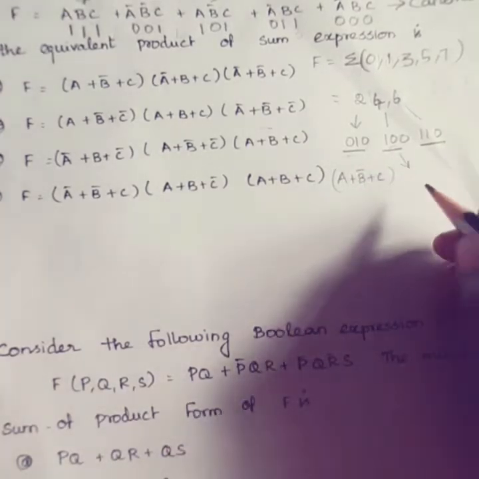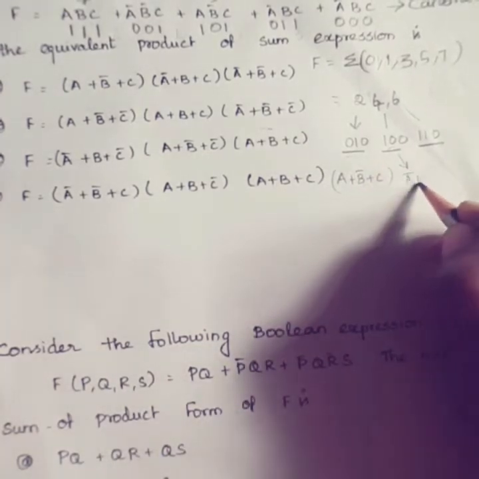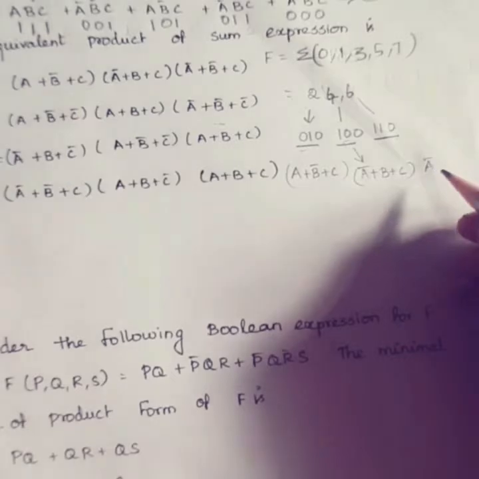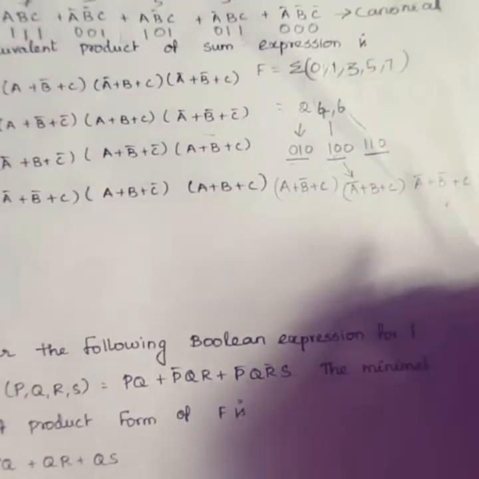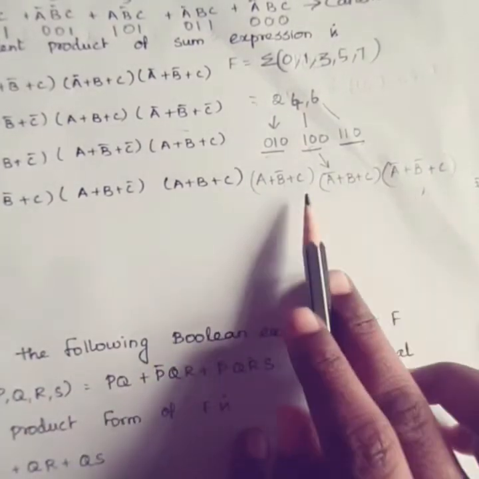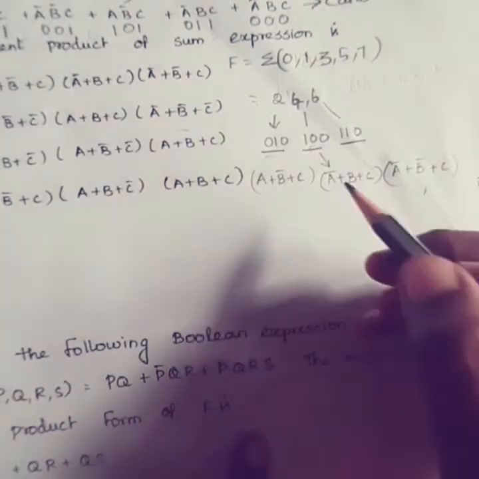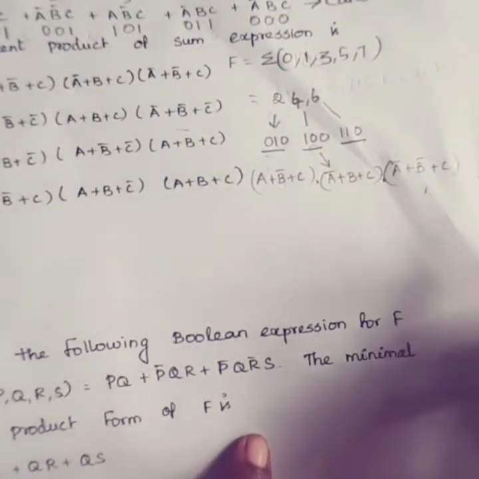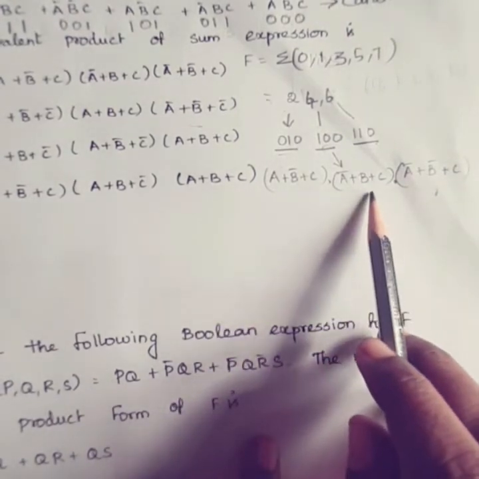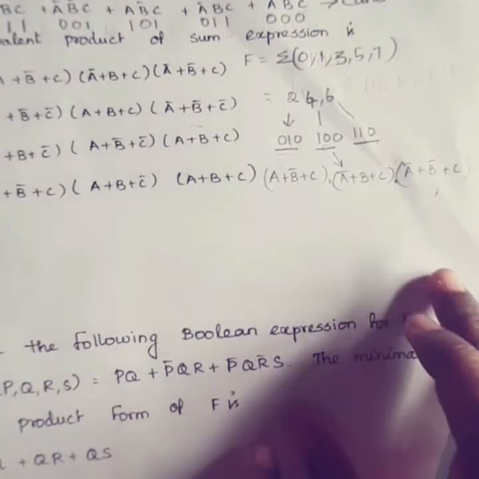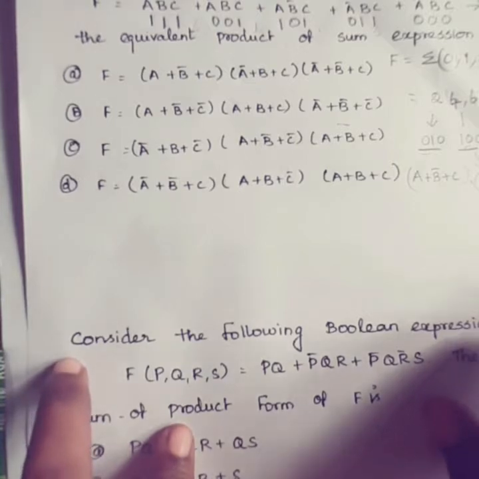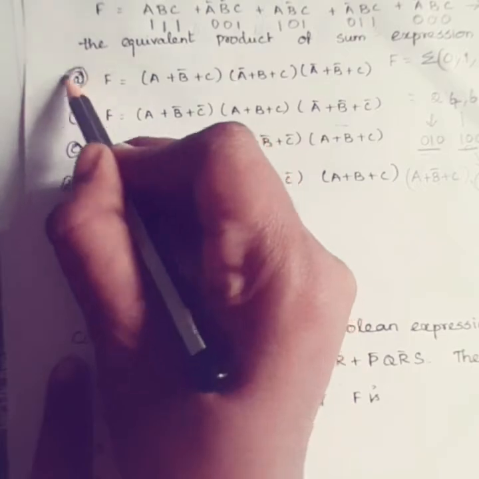Similarly 100 gives A bar plus B plus C. Next 110 gives A bar plus B bar plus C. These are all the sum terms. If you take a product of these sums, you get a product of sum, where product is nothing but dot. So the corresponding product of sum is A plus B bar plus C, A bar plus B plus C, A bar plus B bar plus C. That is in option A. So this one is the correct one.